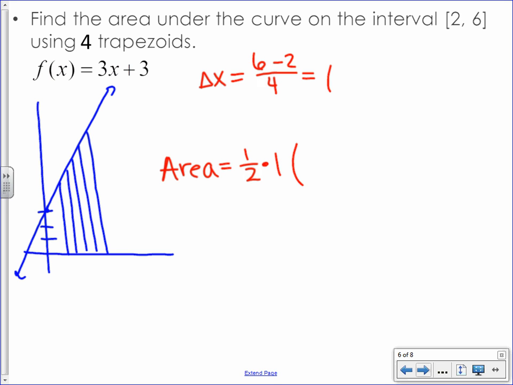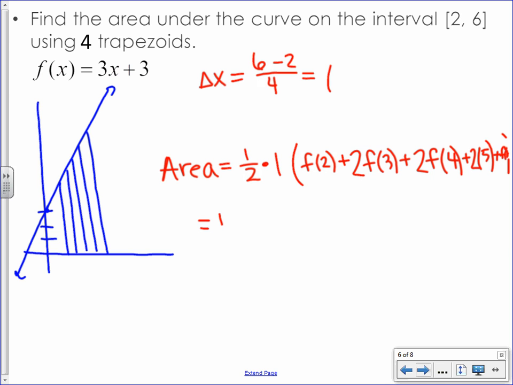So this is what's going to happen. We're going to evaluate our function at 2, and that's going to be the height of the first base, plus 2 times the function at 3, plus 2 times the function at 4, plus 2 times the function at 5, and then just the function at 6. So that will give us all of our different bases. The function value gives us our bases.